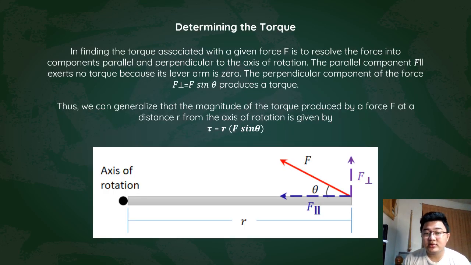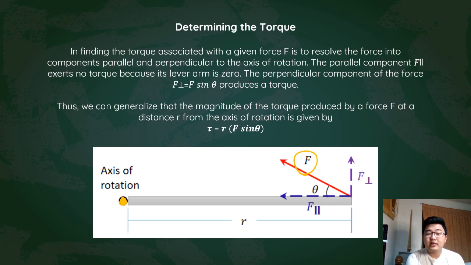In finding the torque associated with a given force, we resolve the force into its components, parallel and perpendicular to the axis of rotation. If you look at the illustration here, we have the axis of rotation there, and the force that is applied, represented by the red arrow. When you exert a force on an object and try to rotate it, which component of the force actually causes the object to rotate?